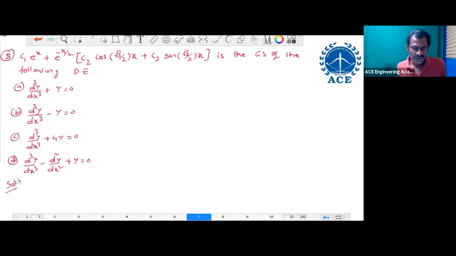Compare this problem with the previous 7 problems and find out the difference. What is the difference between this and the previous problems?